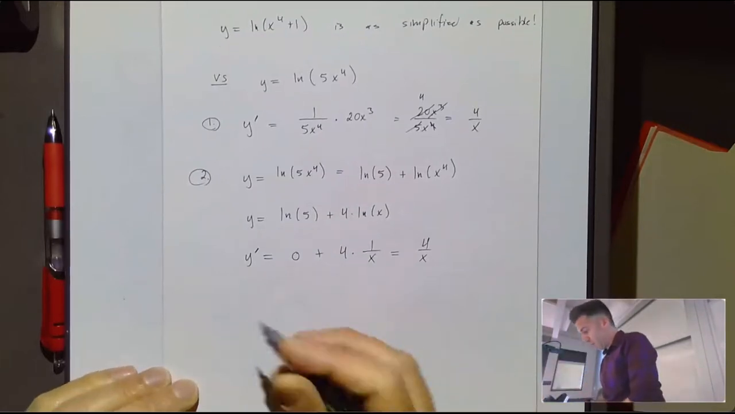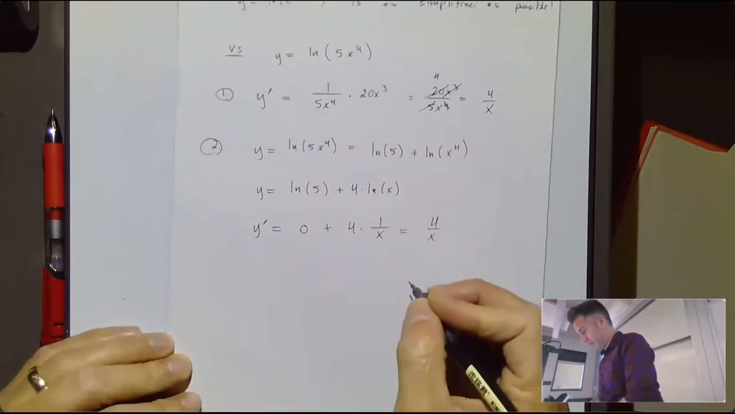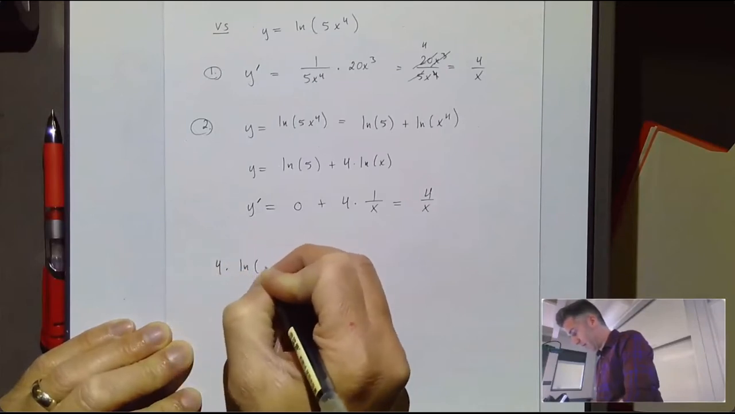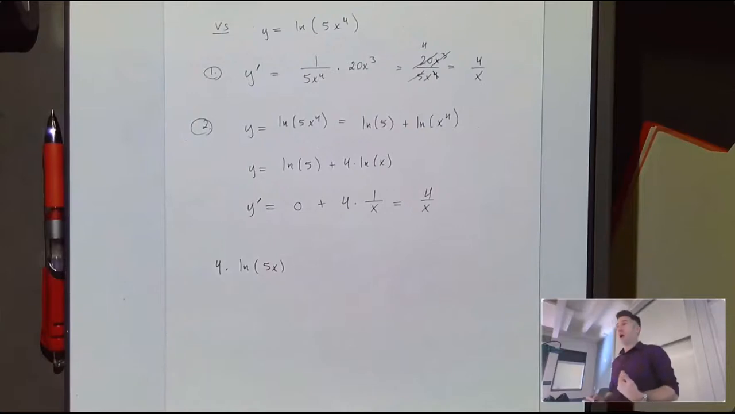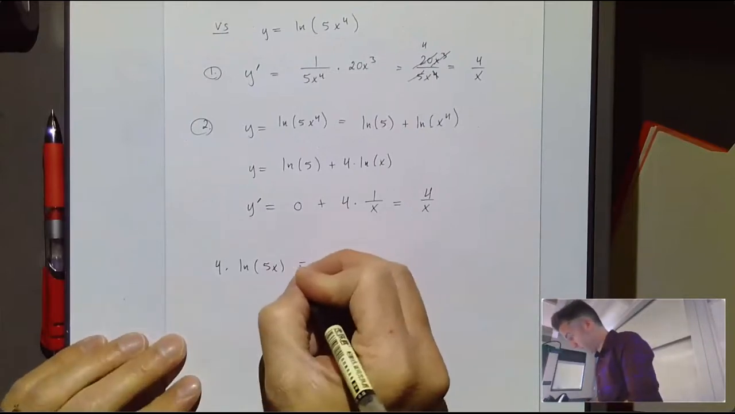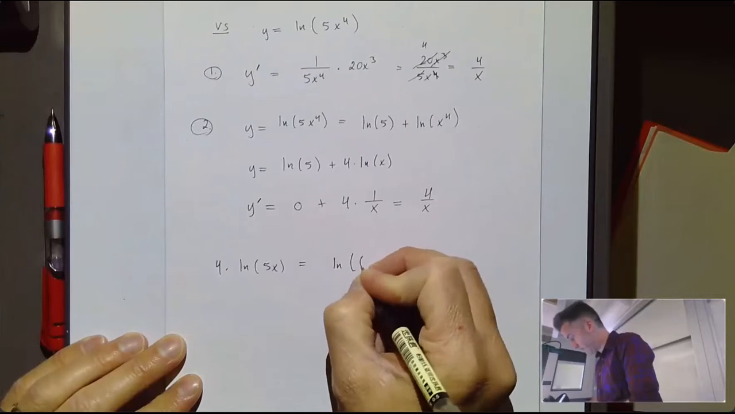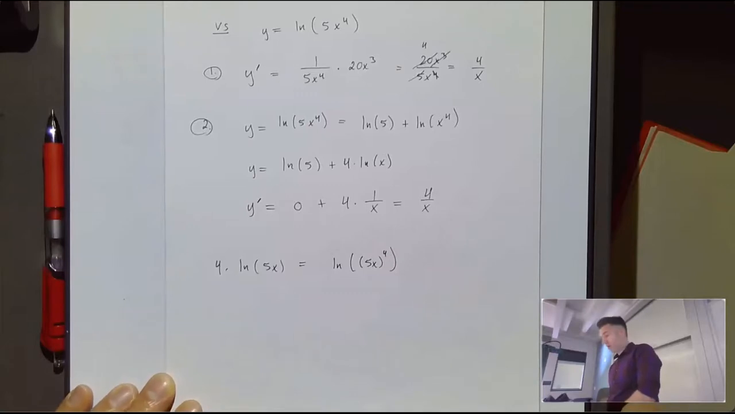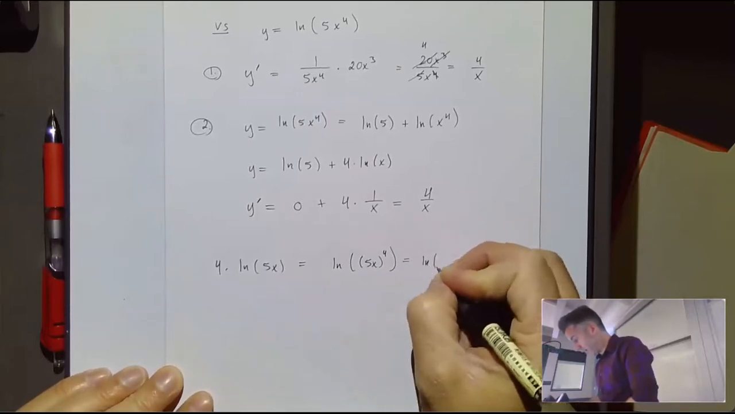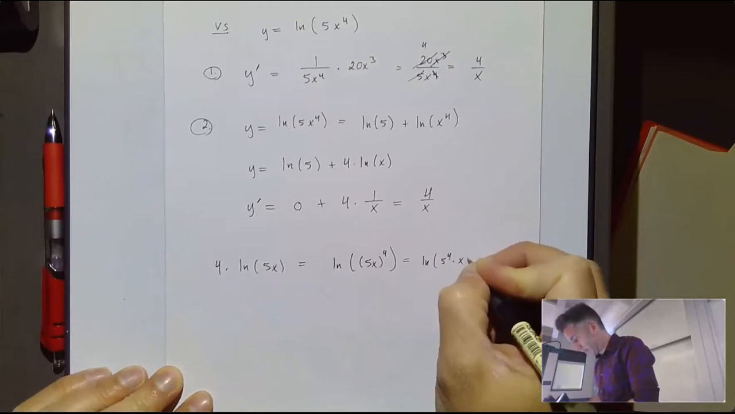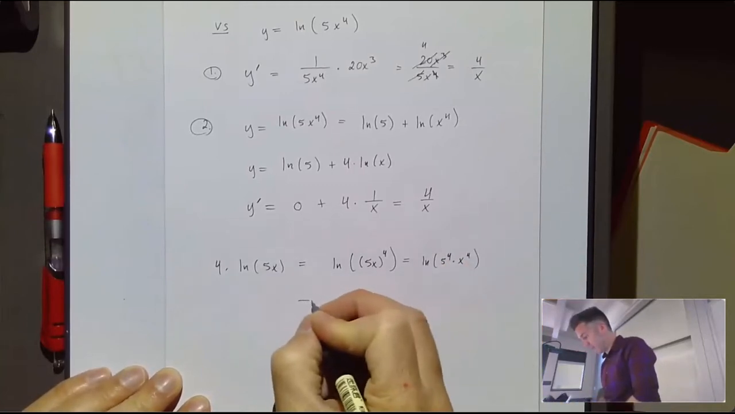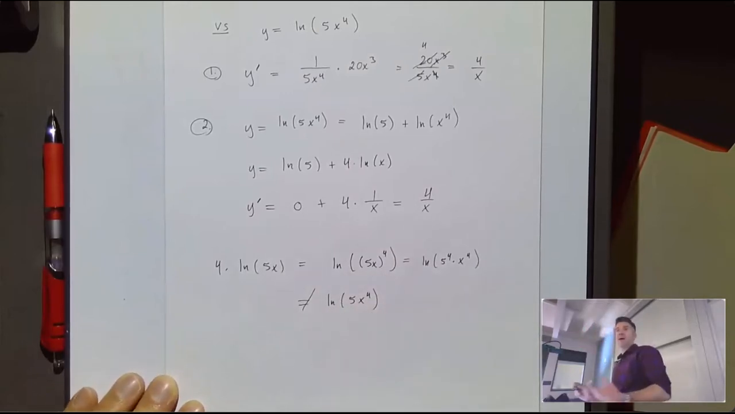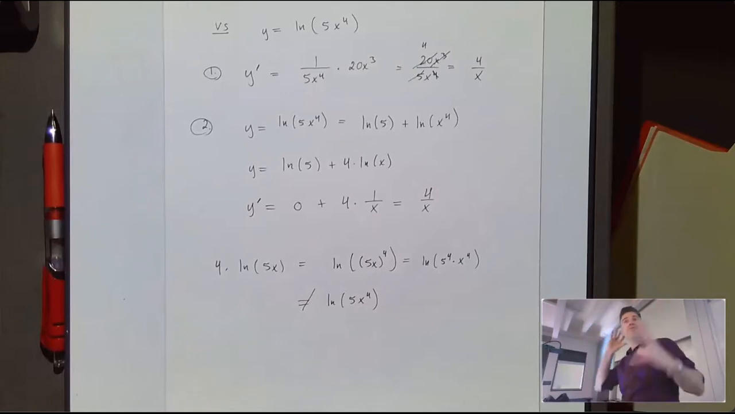So we can definitely do something like this. The problem is when I write something like 4 times the natural log of 5x, if I wanted to bring that power up, here's what it looks like. It looks like the natural log of 5x to that power. Each part of the 5x is raised to the power. So this would be the natural log of 5 to the 4th times x to the 4th, which is not the same as the natural log of 5x to the 4th. Powers can only come down if they're the power on the entire argument.